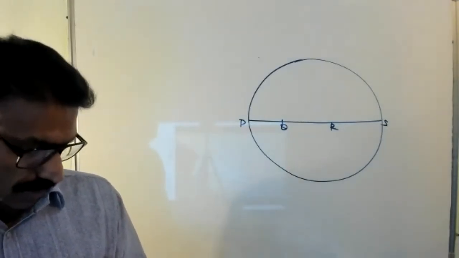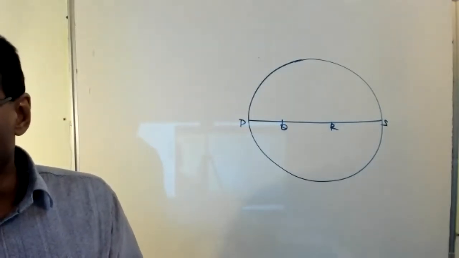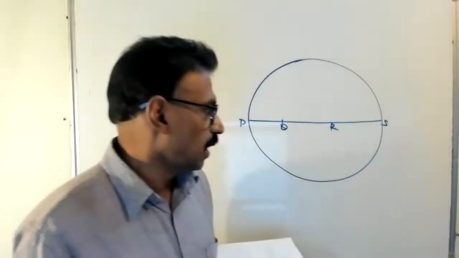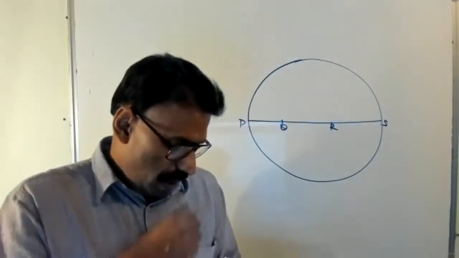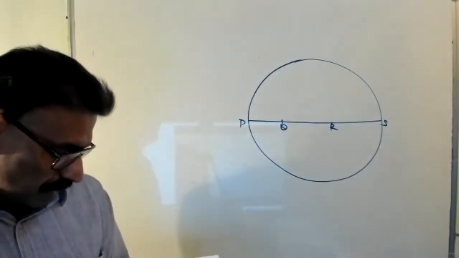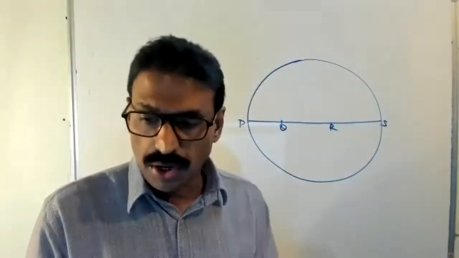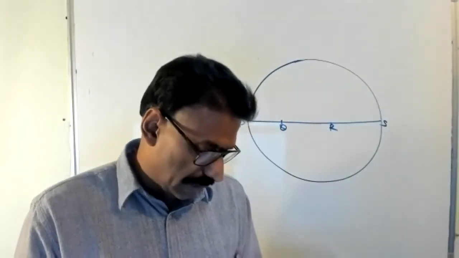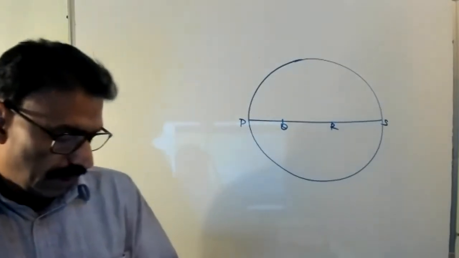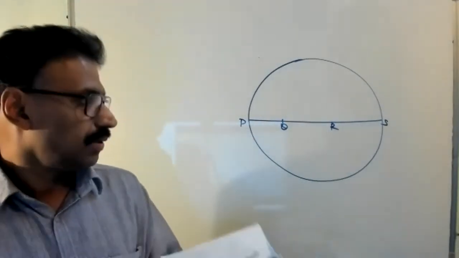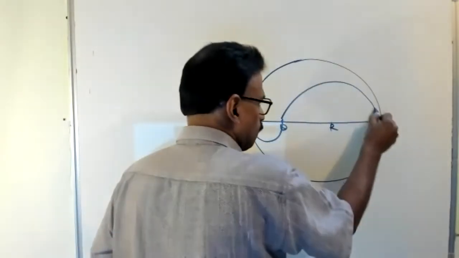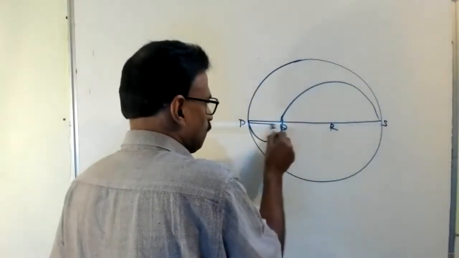Is the question clear or not? Once again, PQRS is a diameter of a circle of radius 6 centimeter. Lengths PQ, QR, RS are equal. Semicircles are drawn on PQ and QS as diameters as shown in the figure. Find the perimeter and area of the shaded region. PQ is a diameter, one semicircle here. This is another one. This is the shaded one.